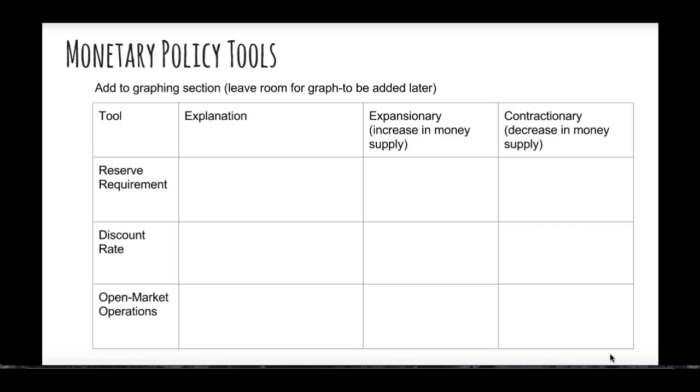Okay, so hopefully you filled this out. The reserve requirement is the required amount of money that banks are required to keep in their vault. So to increase the money supply, the Fed would lower the reserve requirement. To decrease the money supply, they would increase the reserve requirement.